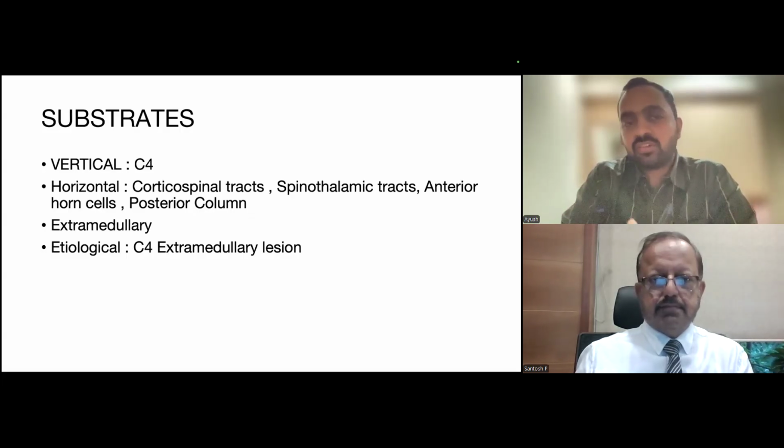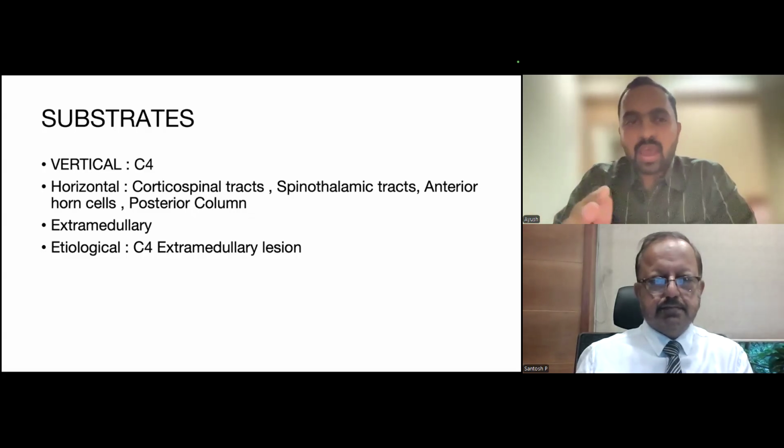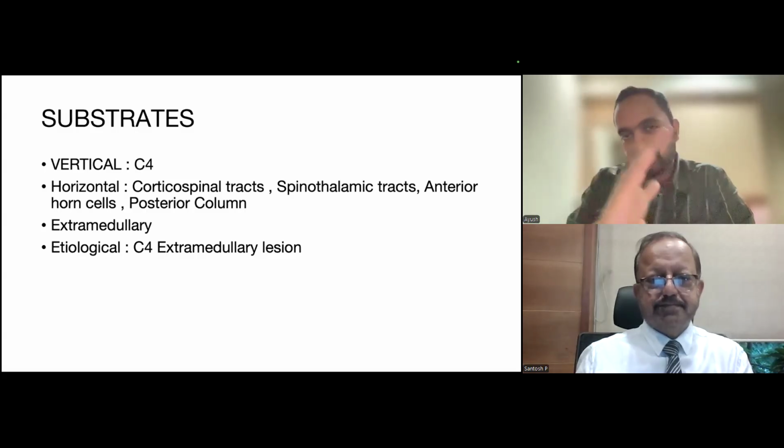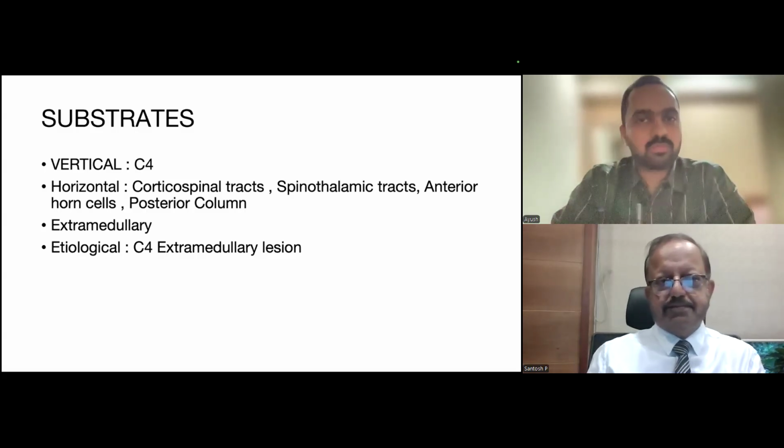Like after the discussion, horizontal would be corticospinal tract, spinothalamic tract, anterior horn cells, and I would remove the posterior column from the substrate. It would likely be extramedullary, and again I would like to change the etiological substrate over here, probably an extramedullary lesion from CVJ to C4.